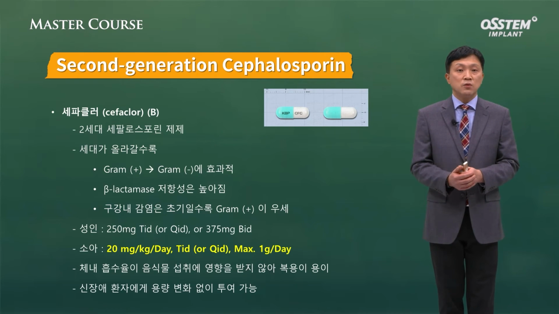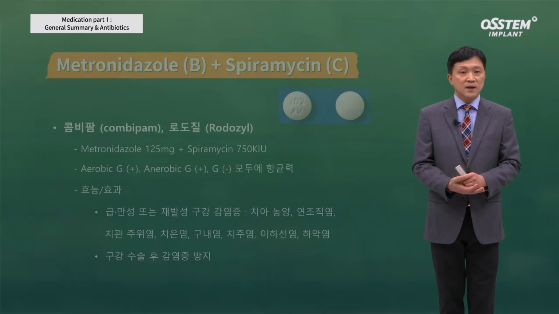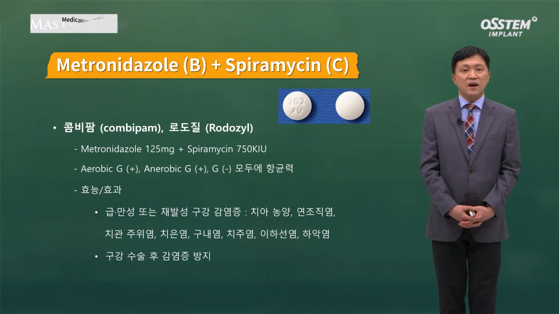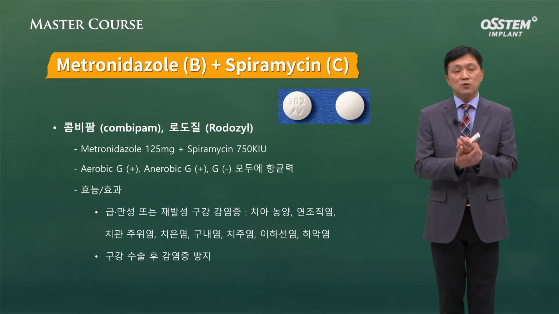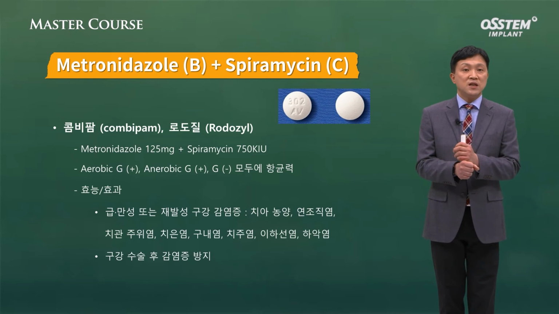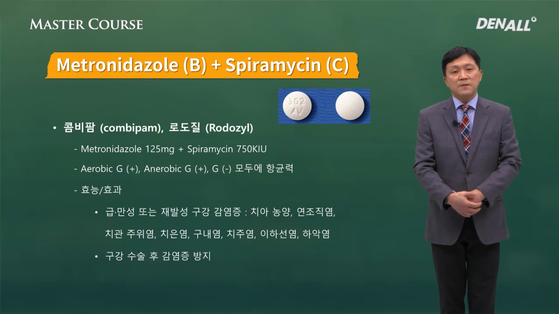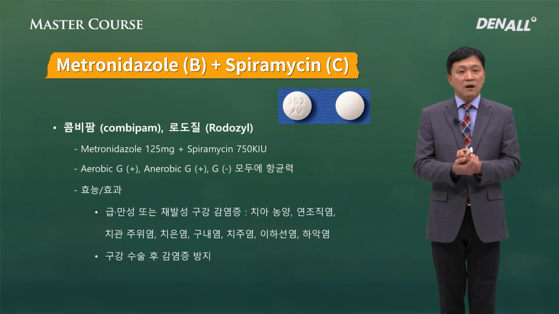This can be used for children. That is a pretty good option. Next, in a dental clinic, Metronidazole plus Spiramycin. They don't sound familiar, but you know Rhodozil, which is Metronidazole plus Spiramycin. Rhodozil combines Metronidazole 125 milligram and Spiramycin 750 KIU.